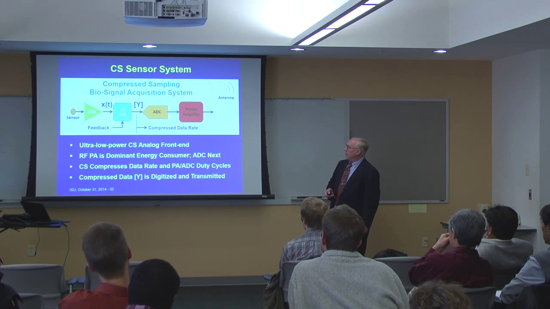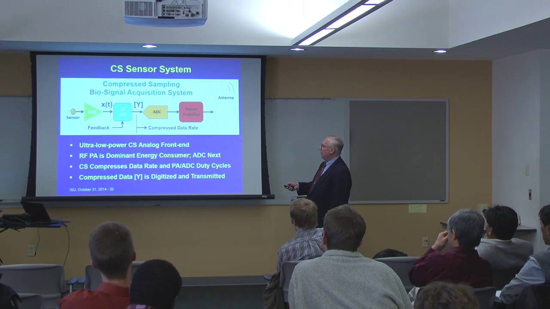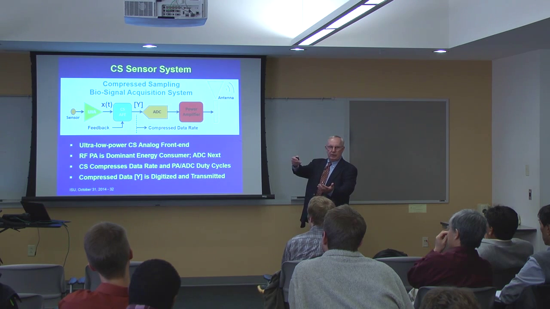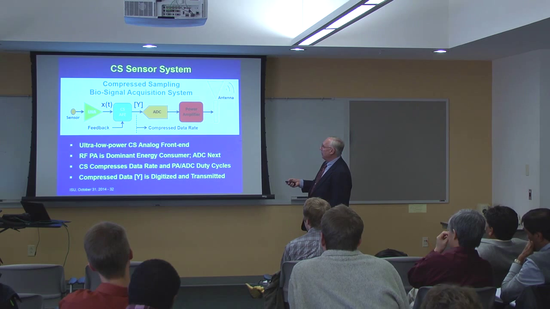Okay, compressed sensing system. The approach we took is an analog front end. So here's your sensor. It comes out at maybe a few microvolts level. And you need a low noise amplifier to amplify that up to where it can feed an A to D or some other analog circuitry with high accuracy.